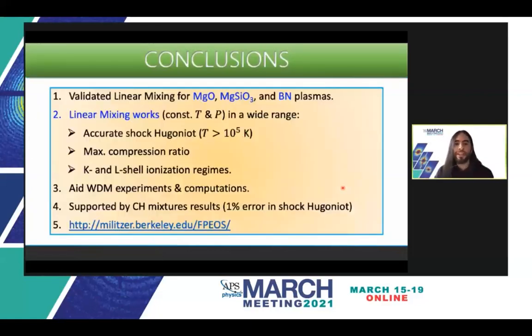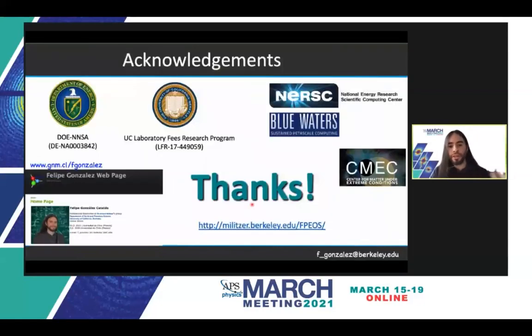So we have validated the linear mixing approximation and showed that linear mixing works for a wide range of pressures and temperatures. And I invite you again, as Burkhard did, to download our code that can generate new equations of state with this approximation. Thank you.